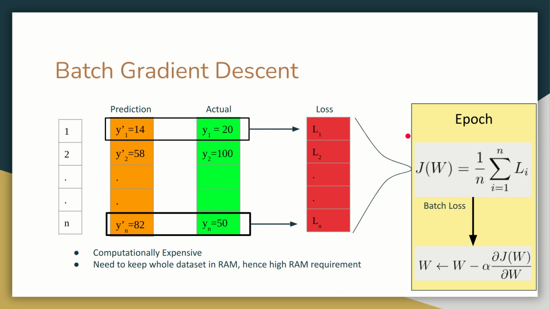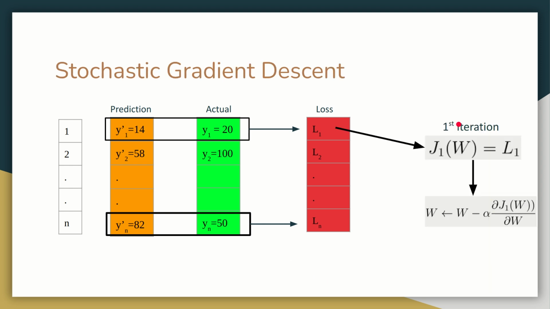Okay, so here, when we were calculating the cost function and updating our weights, this whole step of calculating the cost function by taking the mean and then updating the weights is called one complete epoch. So in the current scenario of batch gradient descent, in a single epoch we are doing just a single iteration, but later on we'll see that in stochastic gradient descent and in mini batch gradient descent, a single epoch will have multiple iterations.